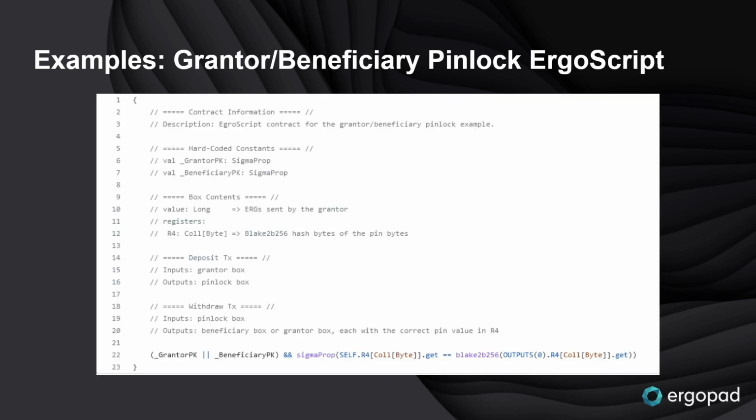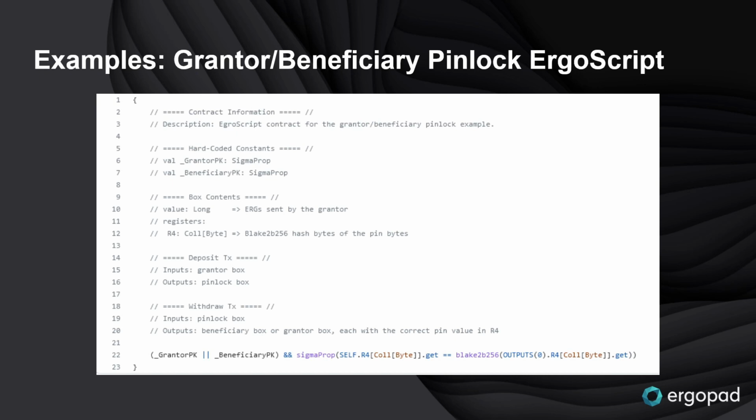So this is what the Ergo script looks like. Like I said, it's very simple. In the first place, we start off with some comments just to understand what the contract is, what the constants and their data types are, and then any values in the registers, we want to give them a name and let people who are reading this contract know what is going on.